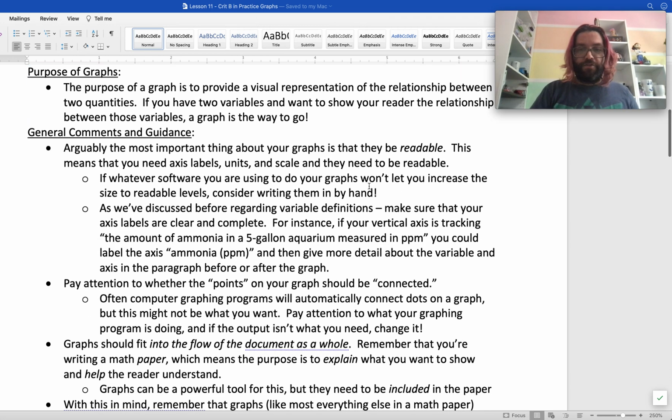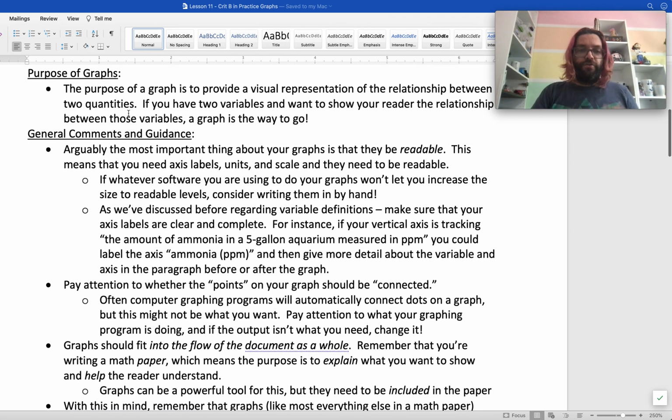So the first thing I want to mention, this is probably fairly obvious, but just to point out, the purpose of a graph is to provide a visual representation of a relationship between two quantities. So if you have two variables and you want to show your reader the relationship between those variables, a graph is a great way to go.